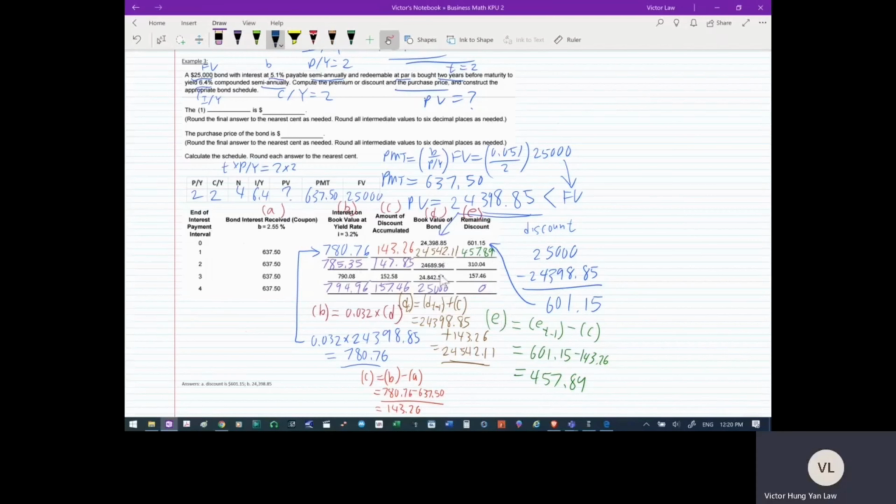You can do the rest of the calculation yourself. What you need to know is that at the end of the 2 years, at the end of the 4 payments, our remaining discount will be 0. You can see that the remaining discount decreases all the way to 0, and the book value increases all the way back to the $25,000, the face value at the end of the 2 years. That will always be the case: at the end of the term, our remaining discount will be 0, and our book value will be the same as the face value. And that's example 3.